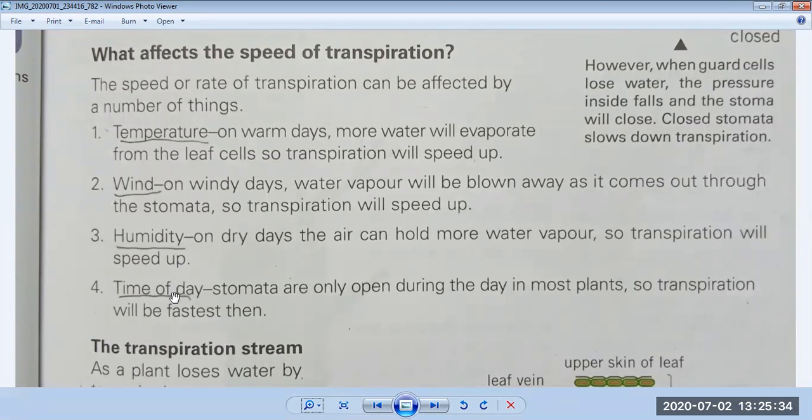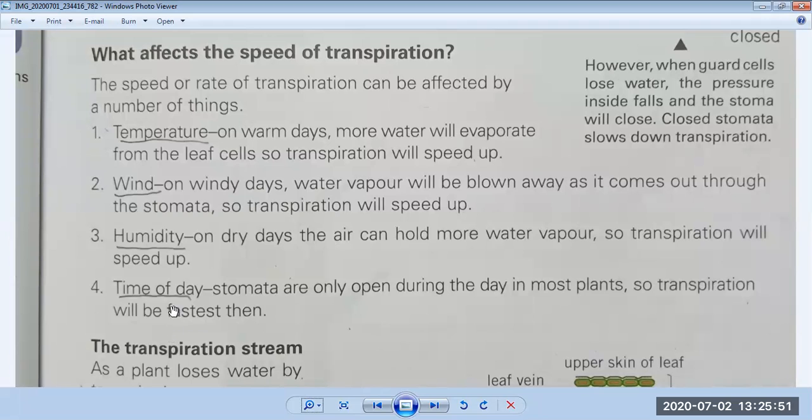And time of the day. Here we are talking about the daytime. We all know that stomata remain closed at night time. So what will happen at the time of the day? The stomata are only open during the day in most plants. So transpiration will be fastest then.